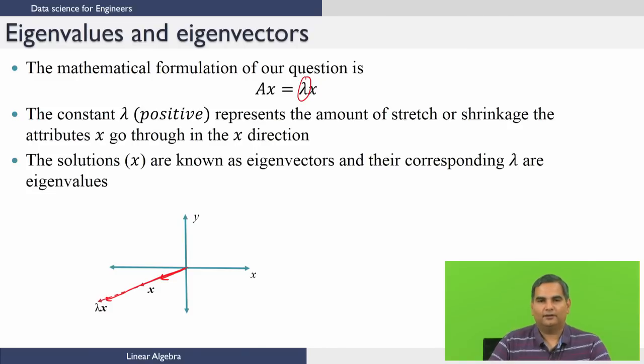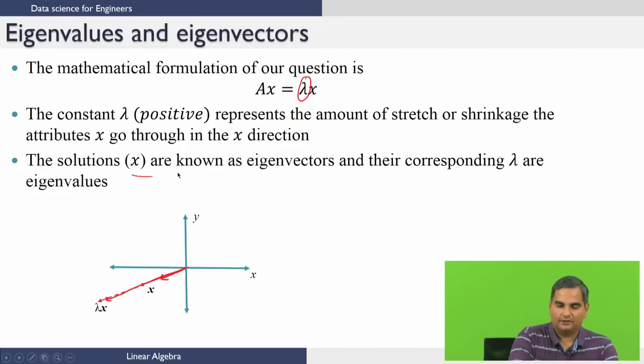Now the question is, for every matrix A, would there be vectors like this x, and what would be the scalar multiple, and what is the use of all of this is something that we should also address at some point as we go through this lecture. Now let me give you some definitions.